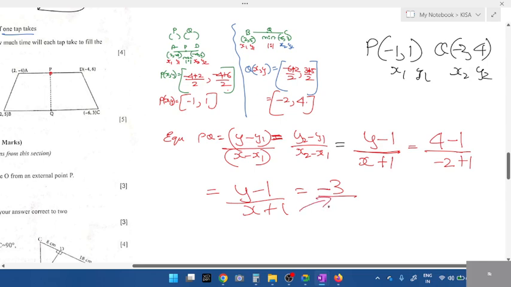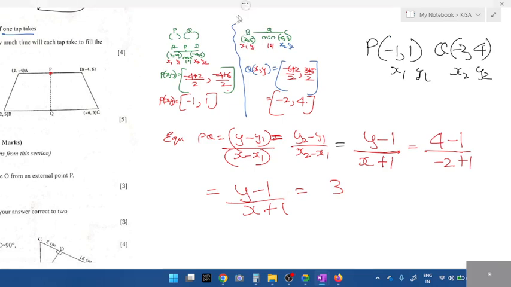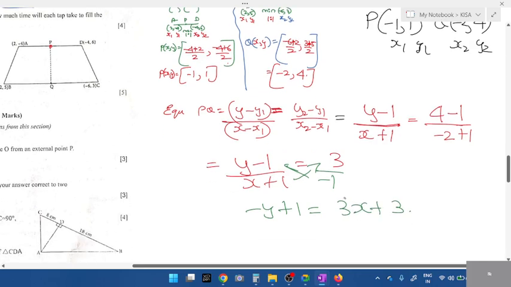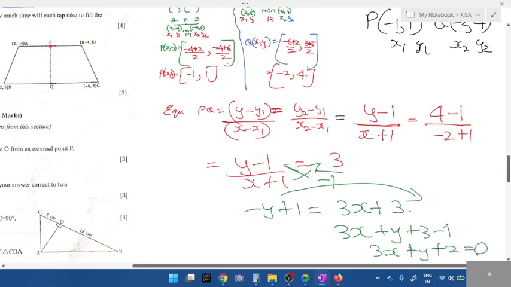Cross multiply. y minus 1, or let me write it as minus 3, students. If you are getting confused, I'll write 3 divided by minus 1 itself. Cross multiply. What happens when you cross multiply? Minus y plus 1 is equal to 3x plus 3. I told you I'll arrange it this way. 3x is always positive. Shift both to this side. 3x plus y plus 3 minus 1. What's the answer? 3x plus y plus 2 equals 0.